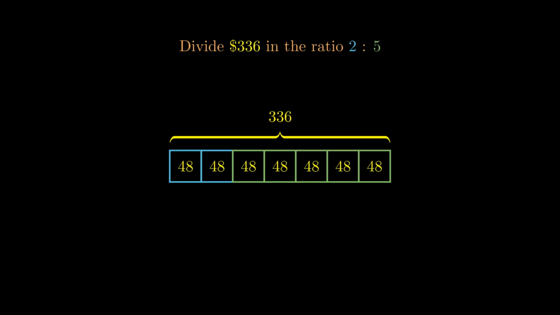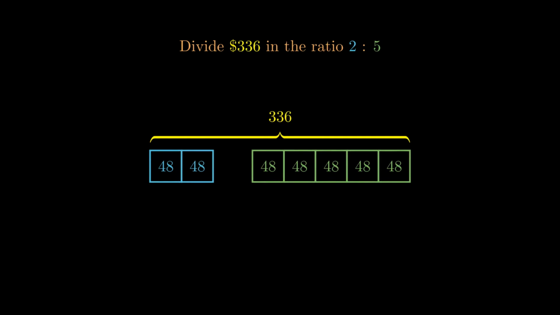And so if we now need to split this into the 2:5 ratio, then the blue part would be made of 2 bits, which is 48 times 2, and that gives us $96. And the green part is made of 5 bits, which is 48 times 5, and that gives us $240. So these two numbers, $96 and $240, would be our answer. They add up to the 336 total, you can check that, and they also fit the target ratio of 2:5.